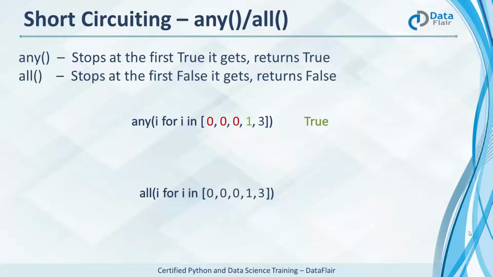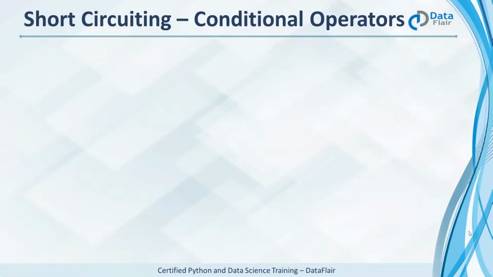Let's try this with all. All of i for i in the list 0, 0, 0, 1 and 3. This value is false. This means it isn't possible that all values are true here. So without analyzing the rest of the values, it prints out false. We can also use conditional operators to perform short-circuiting. 7 greater than 8 greater than 4. 7 greater than 8 is false. Reaching this false, it immediately returns false and does not evaluate further.